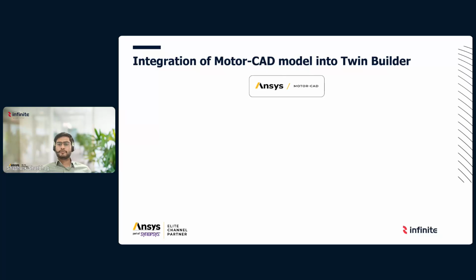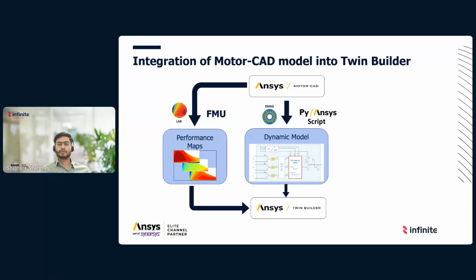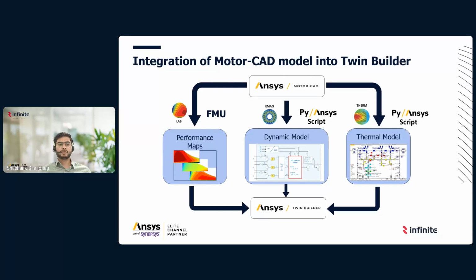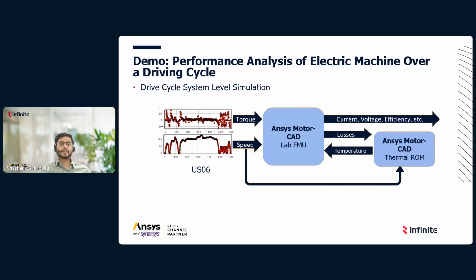So we now saw different ways of bringing in the data from Ansys Motor-CAD into Twin Builder: from the lab FMU for performance maps, electromagnetics through the dynamic model, and the thermal model integration. Now let's look at a demo for analysis of an electric machine over a driving cycle. Losses are calculated in the lab module and they go into the thermal model, and the temperatures will be sent back to the lab module. The lab model can also calculate current, voltage, and efficiency performance. Here we are using the US06 drive cycle. Let's look at the demo now.